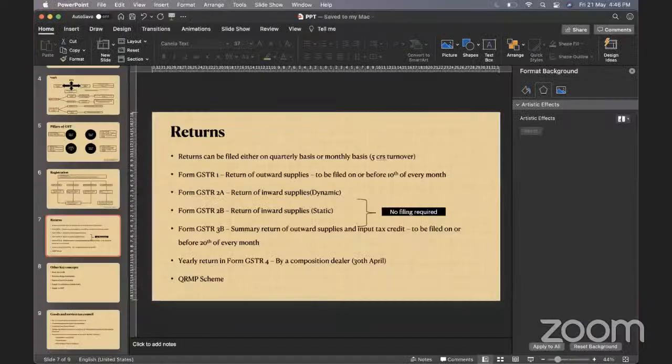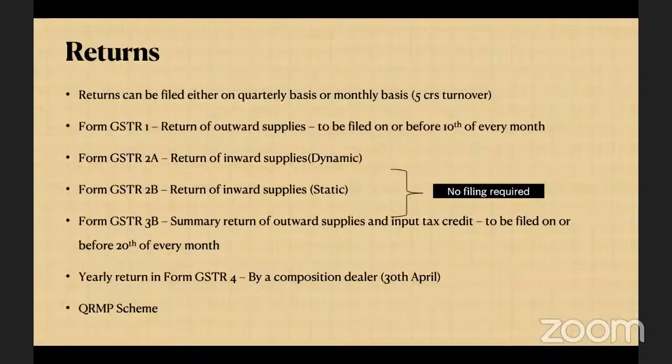This is a dynamic document. The returns mechanism is designed in such a way that when you sell goods to a specific party, whatever sales you made to that party, that customer will be able to see all the sales made to him by different vendors in his Form GSTR2A. Let us understand this through an example. Mr. A sitting in Karnataka made a sale to Mr. B sitting in Maharashtra. Mr. A will upload this sale in his GSTR1.